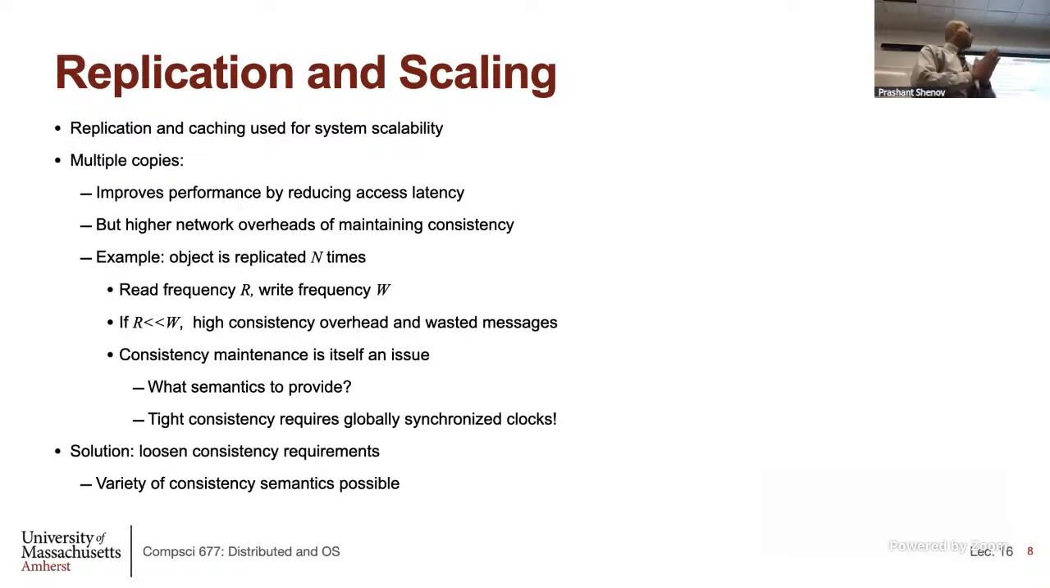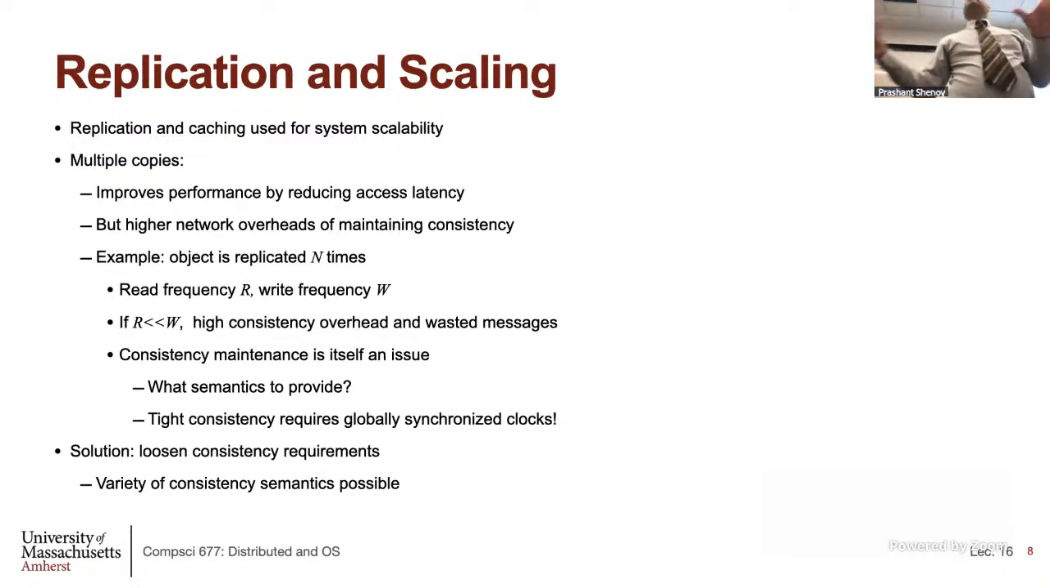Now, if you have a case where the read frequency is much smaller than the update frequency, which means that the object is updated a lot, but it's read infrequently, in this case you will see that the cost of consistency is high because that's the write frequency. You are going to be writing it frequently and then sending all these messages to keep the replicas in sync.